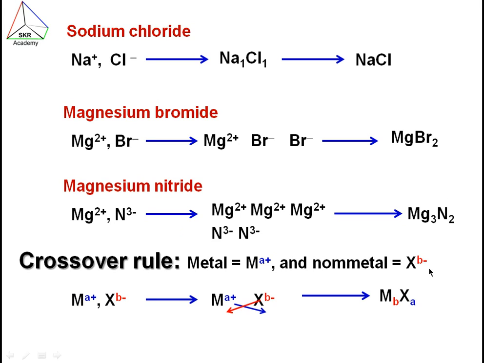So this is a very simple formula called the crossover rule, and if you understand it, you can write any ionic formula. In the next video we will understand in a little more detail the polyatomic ions, and how we write ionic formulas for polyatomic ions.